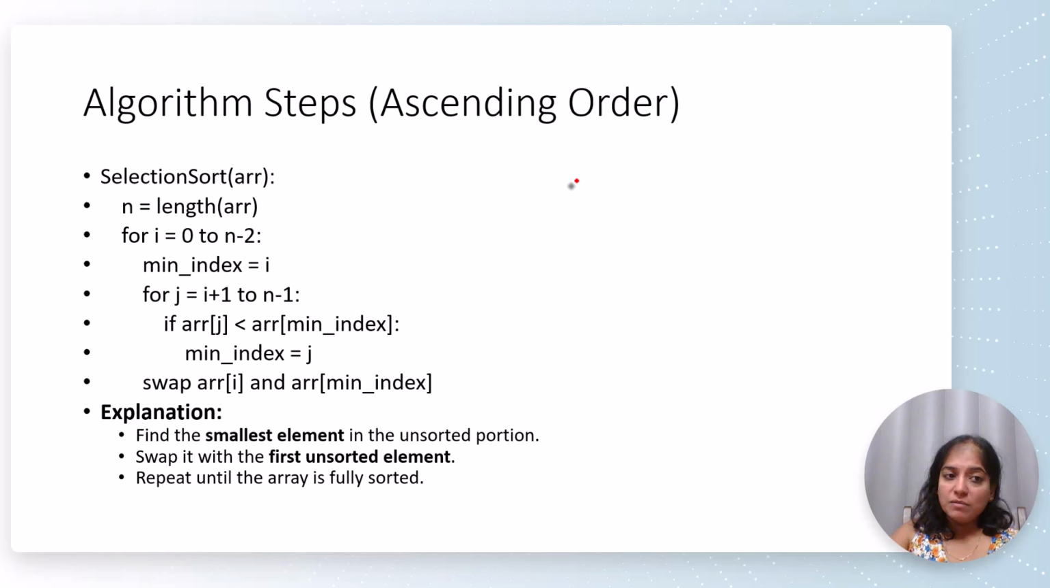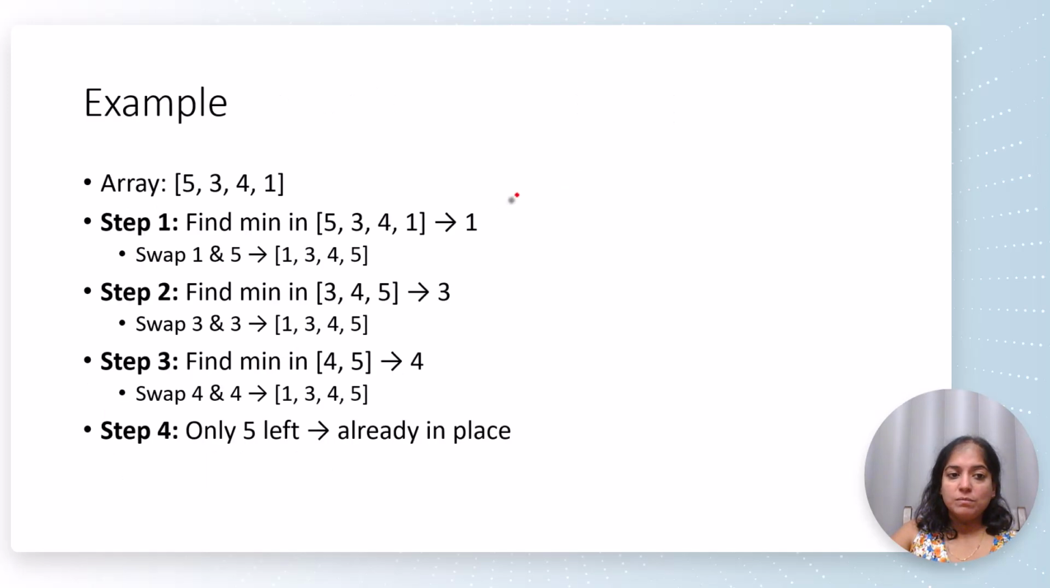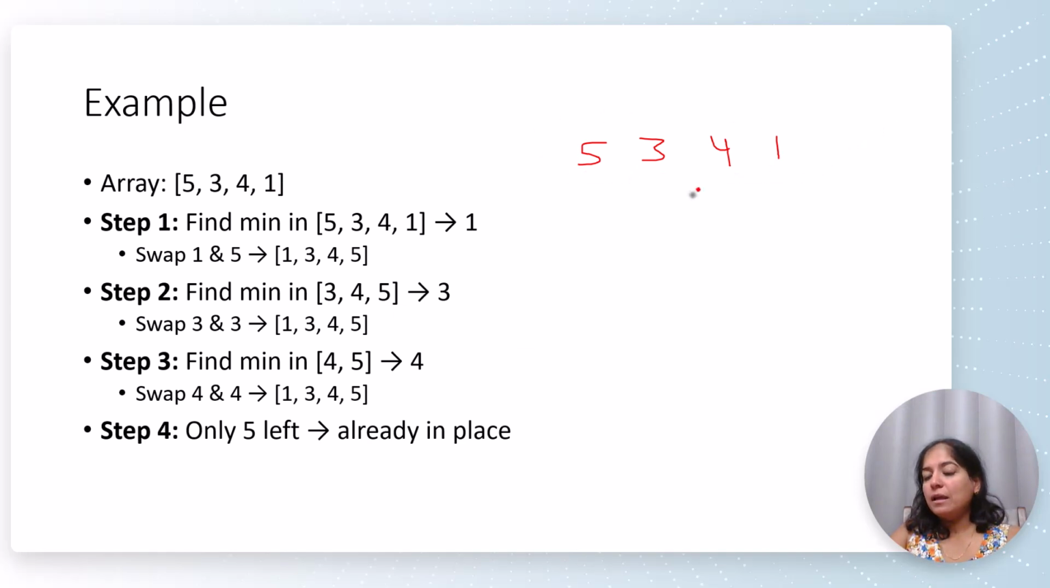This is the algorithm for selection sort. How we perform it actually. So let's say again we are having the elements 5, 3, 4, 1. Now find the minimum element in the array. So the minimum element is 1. So swap it with the first element. So it becomes 1, 3, 4, 5. So this is your sorted array. This is your unsorted array.